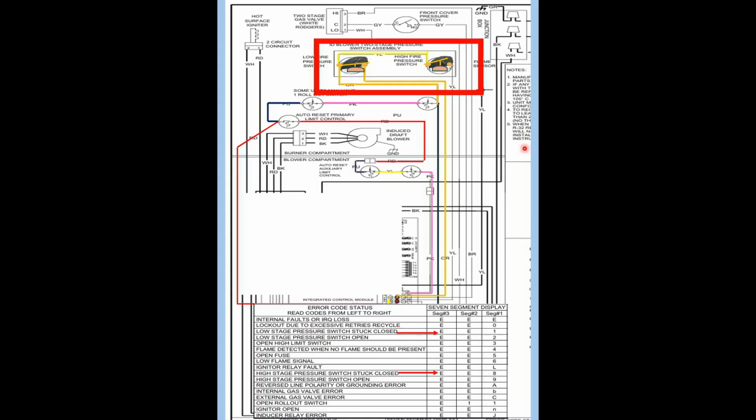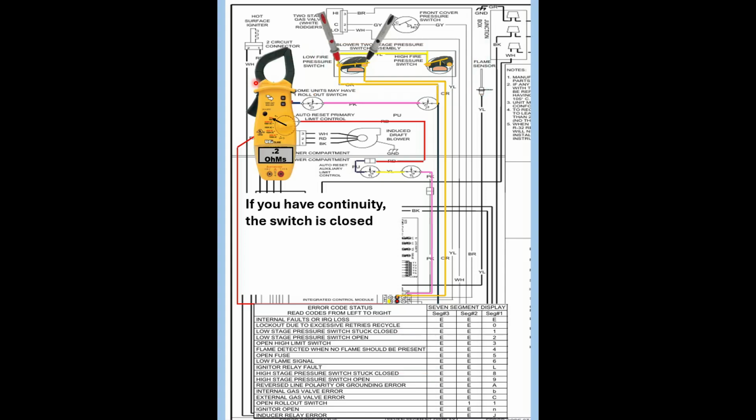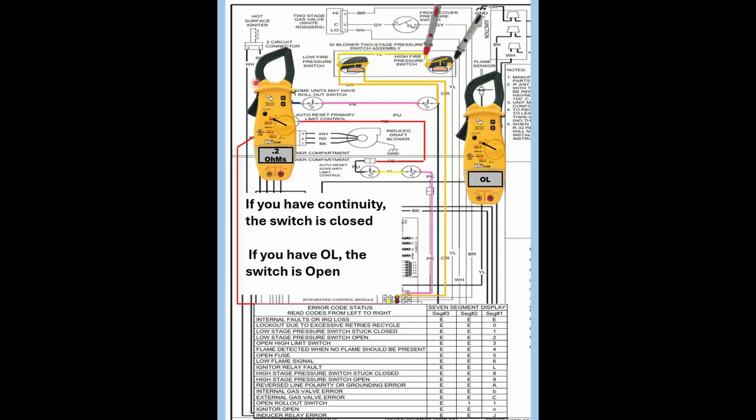But because the first stage pressure switch is not open, we'll get an error code. If you have continuity, the switch is closed. If you have an OL, the switch is open. And to ohm that switch out, you shut off the power, pull one of the wires off, and we've already talked about that.